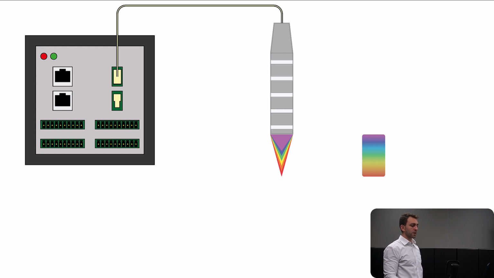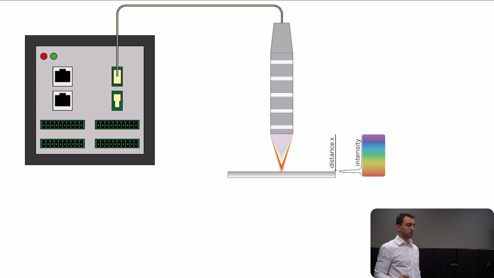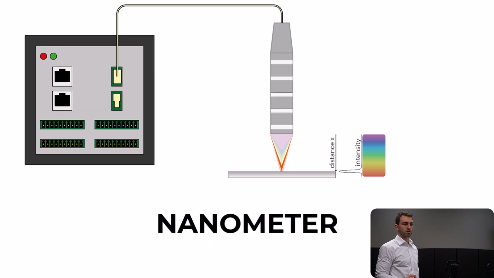If we now place a target into the measuring range of our sensor, a specific wavelength will be reflected back with the highest intensity. So by building a correlation between the wavelength intensities and the distance from the sensor face, we get a high precision distance measurement system with resolutions in the nanometer range.